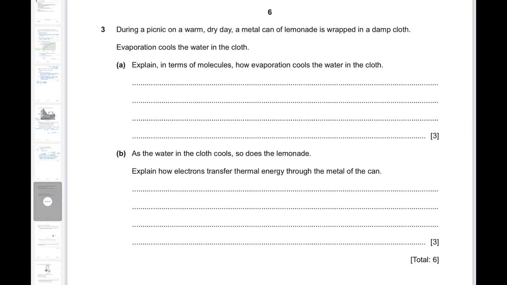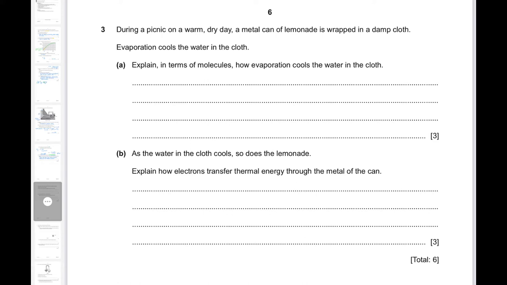Question 3. During a picnic on a warm, dry day, a metal can of lemonade is wrapped in a damp cloth. Evaporation cools the water in the cloth. A. Explain in terms of molecules how evaporation cools the water in the cloth. So evaporation is the process which will convert liquid droplets into vapor, and in the process it also lowers the temperature. And you're supposed to describe how that happens over here.